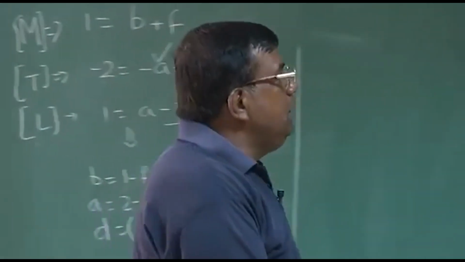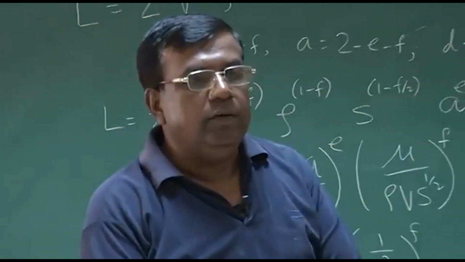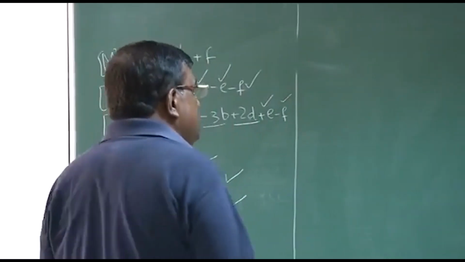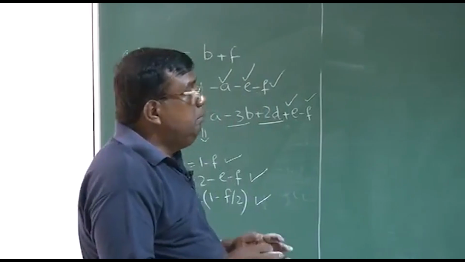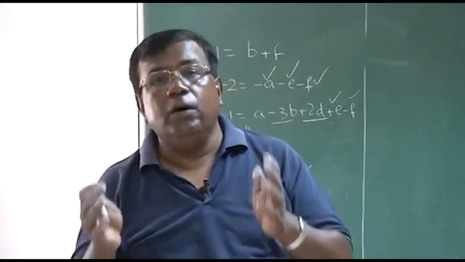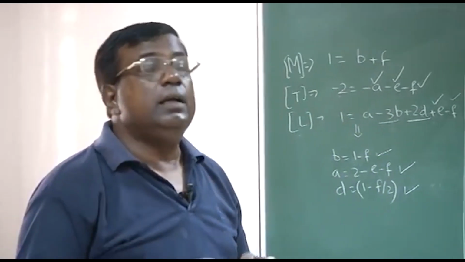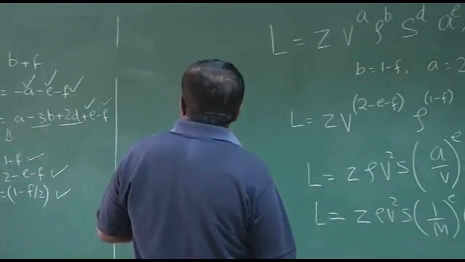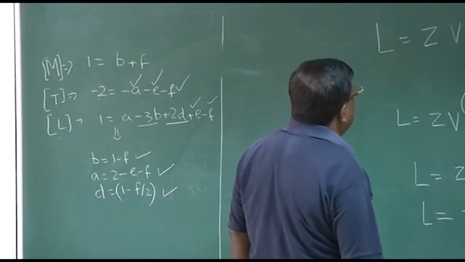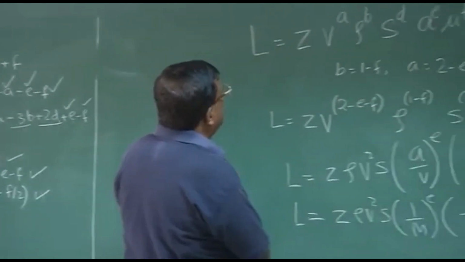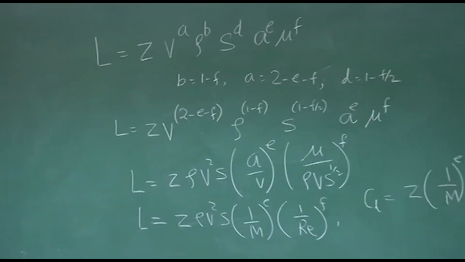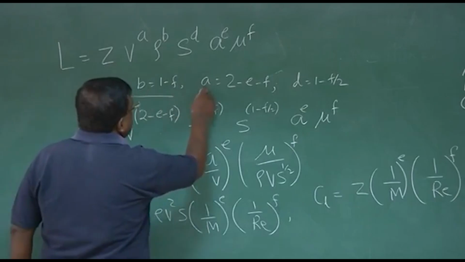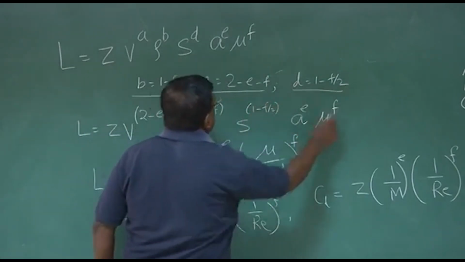Okay? We were discussing the utility of the dimensional analysis approach to understand the CL, more particularly the form of CL. That is, CL for a given angle depends upon what? Okay? And try to add physics to it. By doing the earlier algebra, a little bit of manipulation, we have seen that B is 1 minus F, A is 2 minus E minus F, and D is 1 minus F by 2.